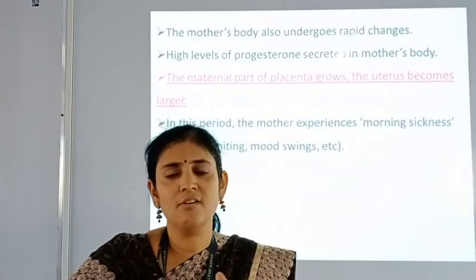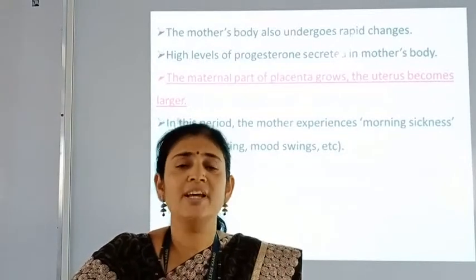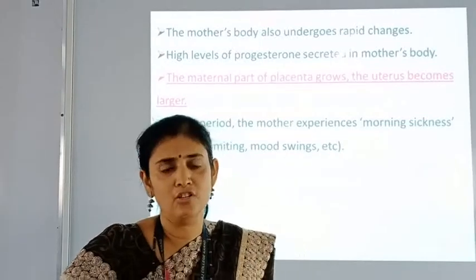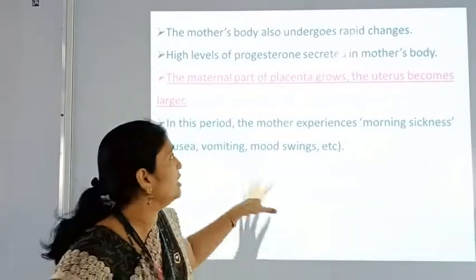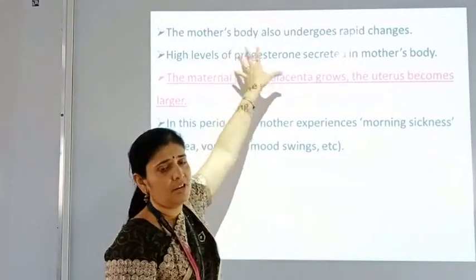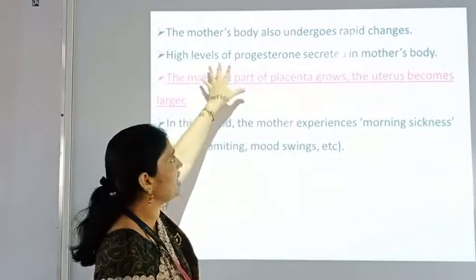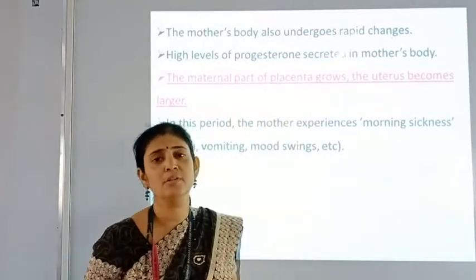All these structures are formed in the embryo. Side by side, different changes are also occurring in the mother's body. What are those changes here? In the mother, radical or rapid changes are occurring. What happens? High levels of progesterone are secreted in the mother's body.